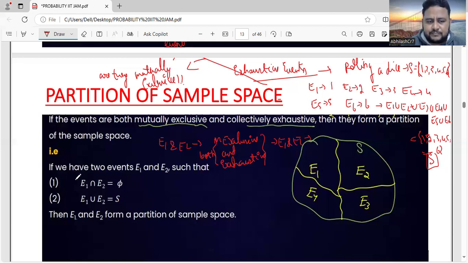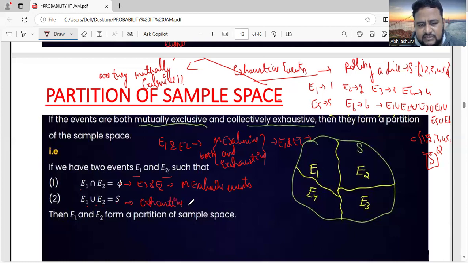So see here, friends. If you have two events E1 and E2 such that E1 intersection E2 is the null set, that means there is nothing common between them, then E1 and E2 are mutually exclusive events. Next, if E1 union E2 forms the sample space, then we can say that they are exhaustive events.